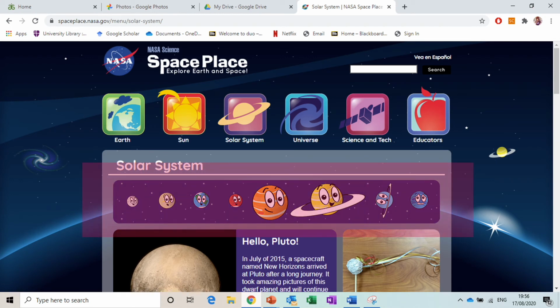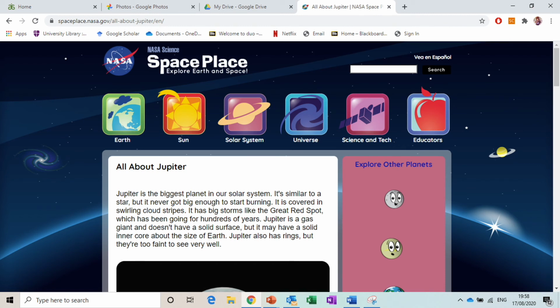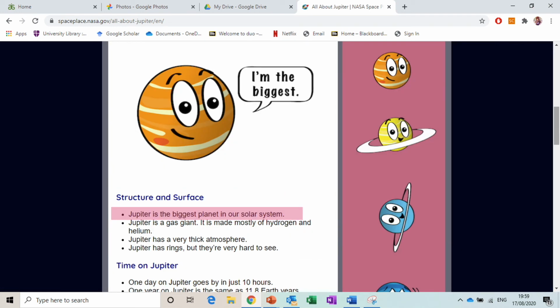Here you can see icons for all 8 of the planets. You can click on each of these icons to find more about that planet. For example, if you really liked Jupiter, you could click on the icon Jupiter here. This would take you to this web page where you could learn all about Jupiter. After scrolling down and reading the information about Jupiter, you may come across the fact that Jupiter is the biggest planet in our solar system.